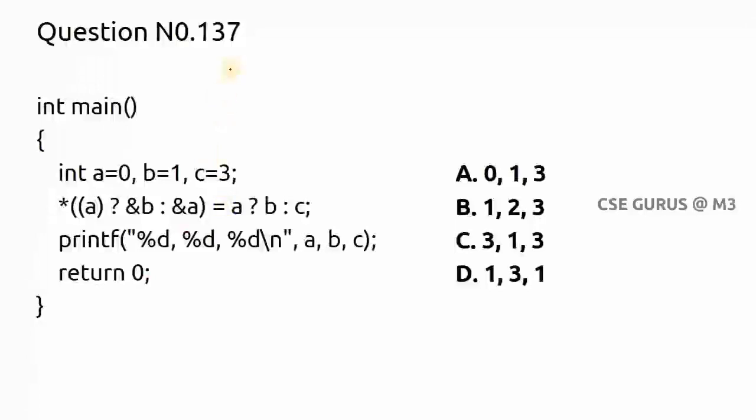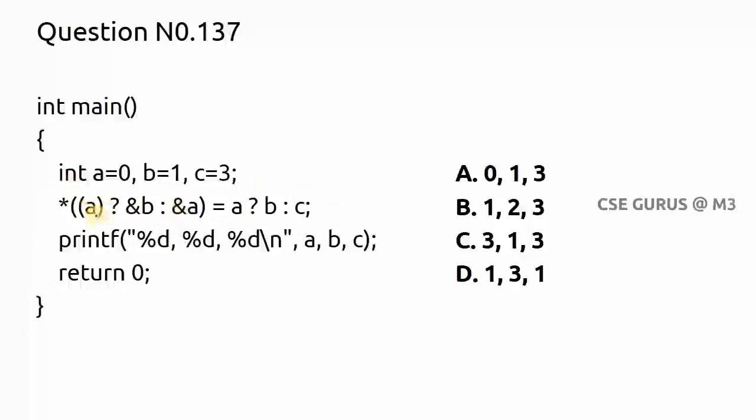So coming to question number 137. What is the output here? Int a equals 0, b equals 1, c equals 3. So here a pointer is given. Here this open brace is closing here. We need to check it out first: *(a ? &b : &a) equals a ? b : c. So what happens here? We need to say after the execution of this one, now we'll see this part.